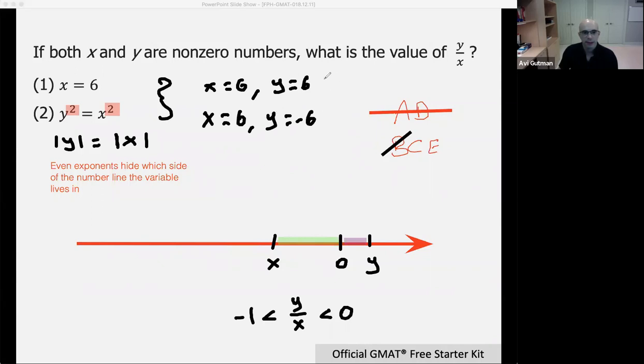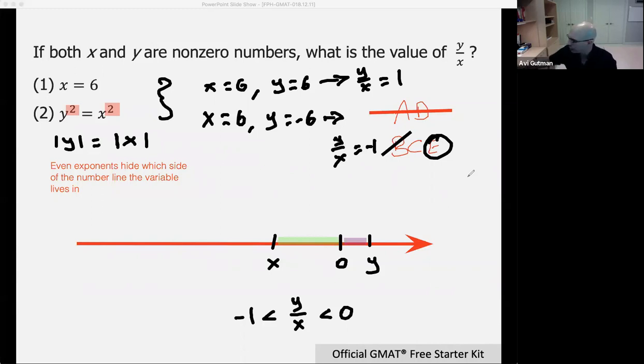Okay, so the first option gives us an answer of 1. The second option gives us an answer of -1. So we still can't definitively answer the question, and we'll pick E. Any questions or reactions to what we just saw?